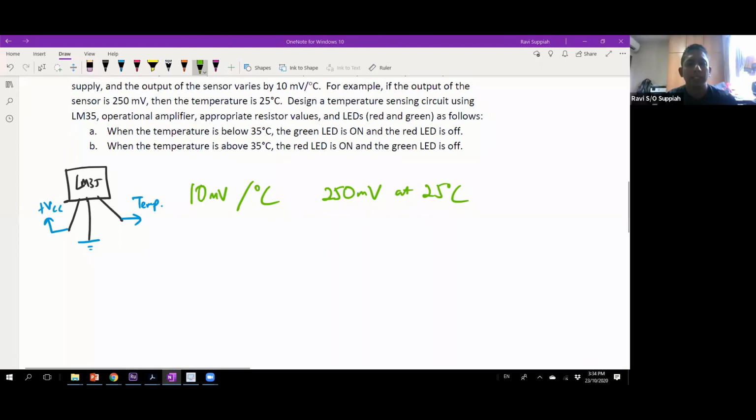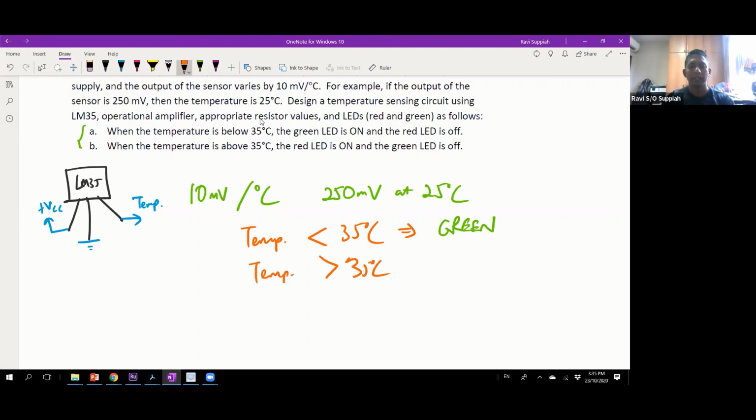Okay, so it is asking us to design a circuit that will fulfill these two conditions here. Where if my temperature is lesser than 35 degrees Celsius, I will turn on a green LED. And if the temperature is greater than 35 degrees Celsius, I will turn on the red LED. So how will I design this?